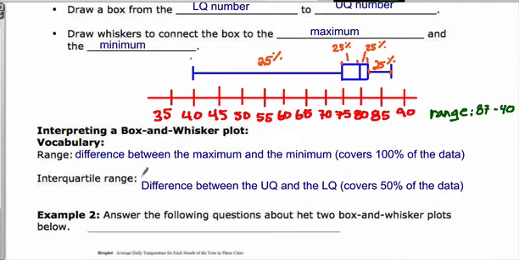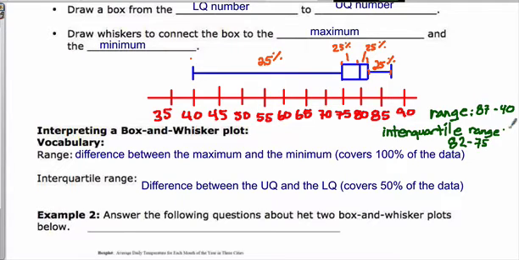Okay, the interquartile range would be the difference between the upper quartile and the lower quartile, which covers 50% of the data because we have 25 and 25. So the interquartile range, we would be taking, let me look back at my numbers here, 82 minus 75. Okay, so here's 82 and here's 75. That would find the range here. So 82 minus 75.